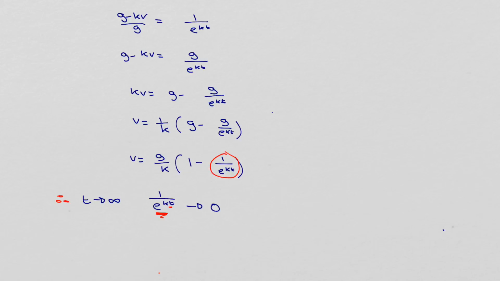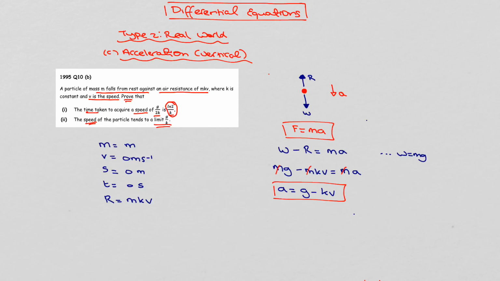So what does that imply for our equation for velocity? Well, if 1 over e to the kt is going to 0, that leaves me with 1 minus 0, which means that the velocity has to be tending towards what's left, g over k. And if we go back to the question, that's exactly what it wanted us to show. So nice, good maths, good juicy question, that one.